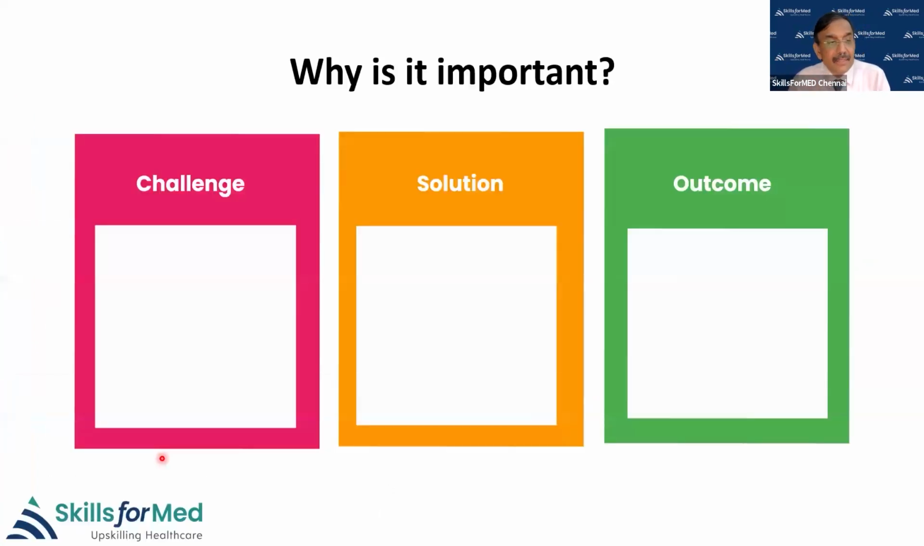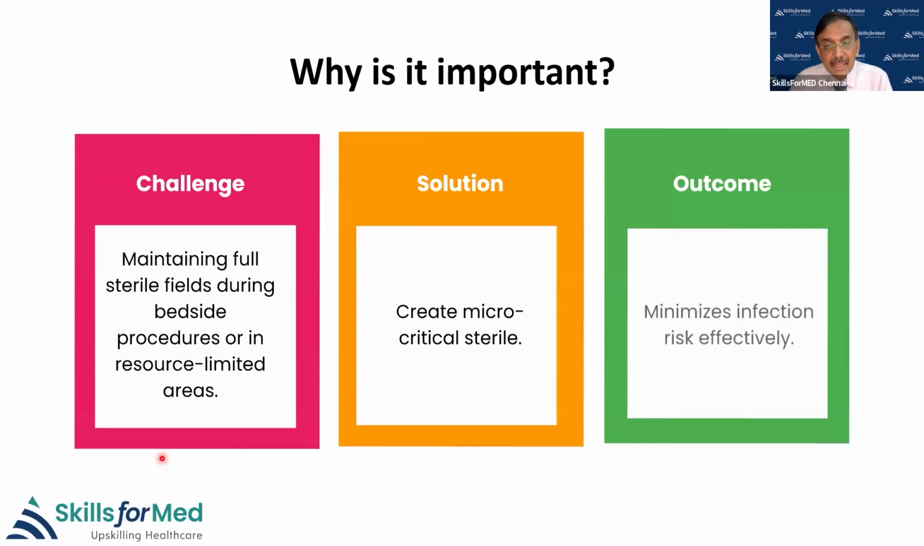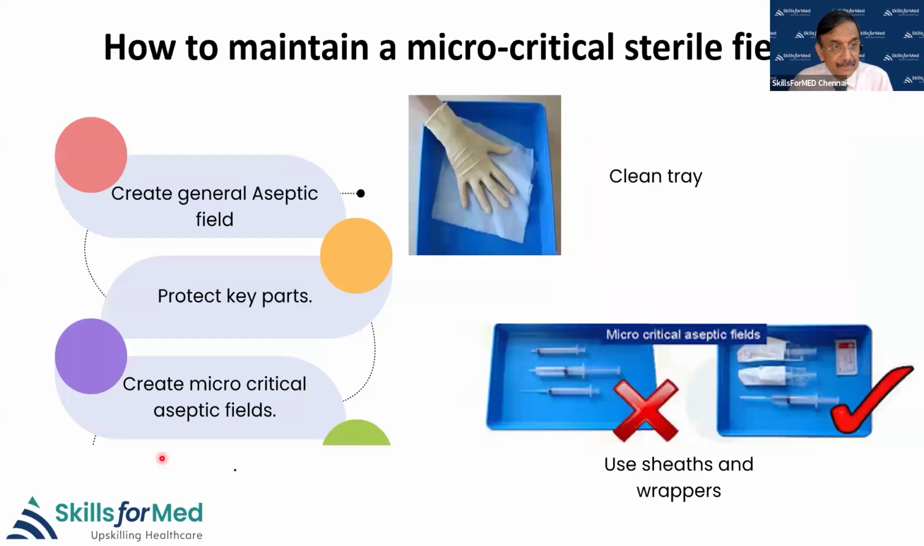Now, why is this ANTT important? It is a challenge. When you're doing sterile procedures like central line insertion or urinary catheterization at the bedside, maintaining full sterile fields is very, very challenging. Therefore, you need to create these micro critical sterile fields by maintaining the key parts and key sites. And the outcome is minimizing the infection risks effectively.